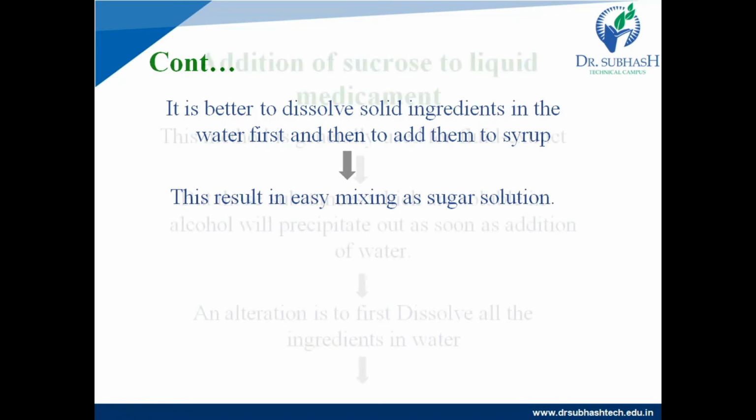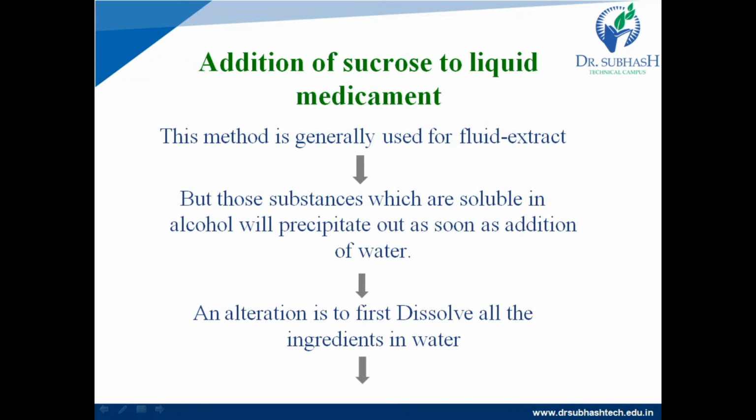Next one is addition of sucrose to liquid medicament. Occasionally, a medicated liquid such as a tincture or any fluid extract is employed as a source of medication in the preparation of syrup. So in first step, this method is generally used for fluid extract. But those substances which are soluble in alcohol will precipitate out as soon as water is added.